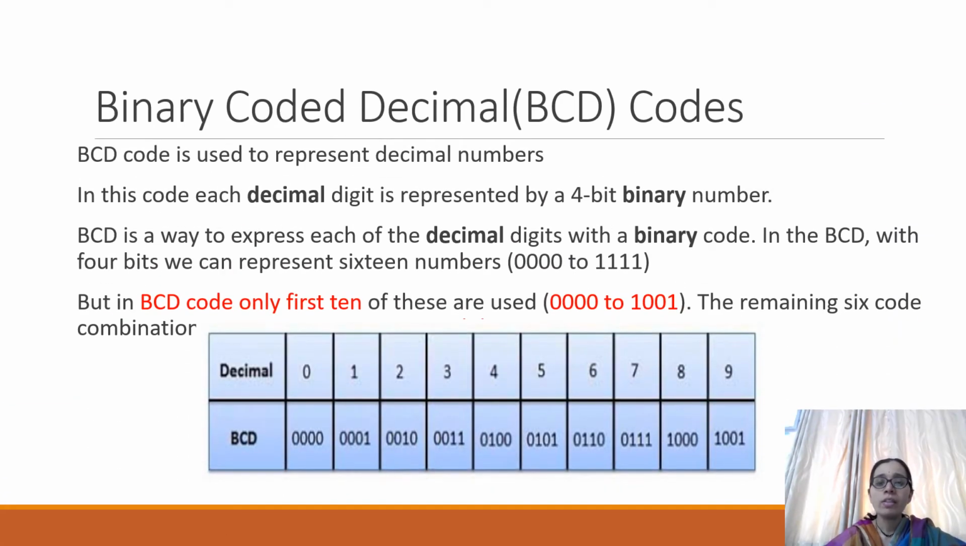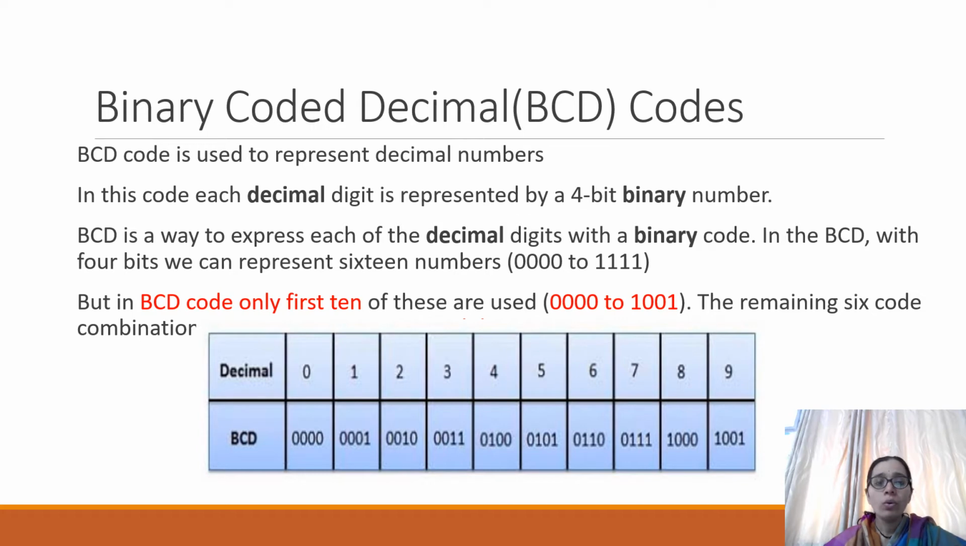Now before starting with the BCD adder, we should know what is BCD code. BCD stands for binary coded decimal, and it is used to represent decimal numbers. In this code, each decimal digit is represented by its normal 4-bit binary number. So BCD is just a way to express each of these decimal digits with a binary code.